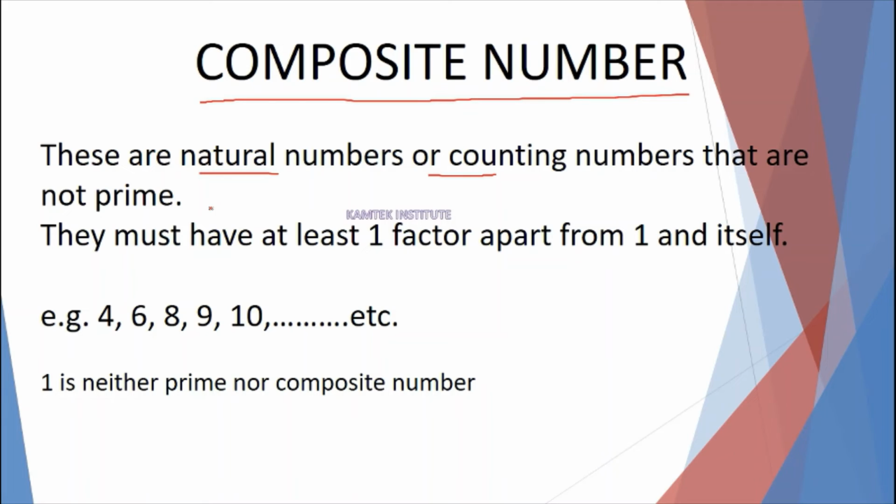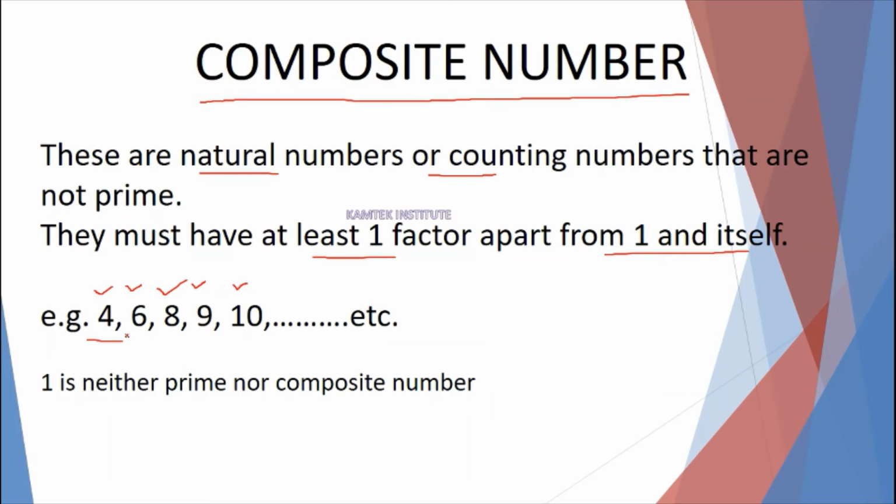So all the numbers which are not prime, all the natural numbers, they are called composite numbers, and they have at least one more factor apart from 1 and itself. Example 4, 6, 8, 9, 10 etc. These are all called composite numbers. अभी 4 को देखो, 4 जो 1 से भी डिवाइड हो रहा है, 4 is also divisible by 2 and 4 is divisible by 4.